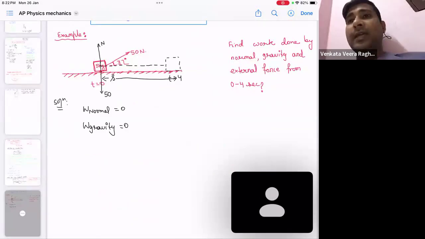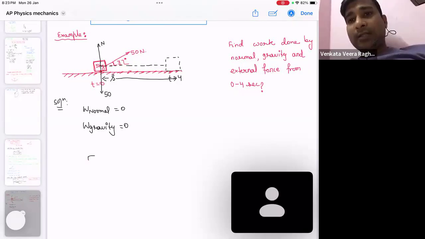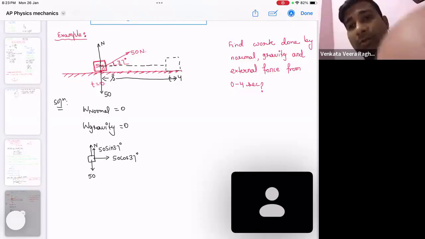If I want to calculate the displacement, look at the free body diagram of this object. Normal is like this, mg is like this. This is the 50 Newton force. If I take the components, one component will be 50 cos 37 and the other component will be 50 sin 37. Look at that, normal plus 50 sin 37 will be balancing the mg. We got the normal force.